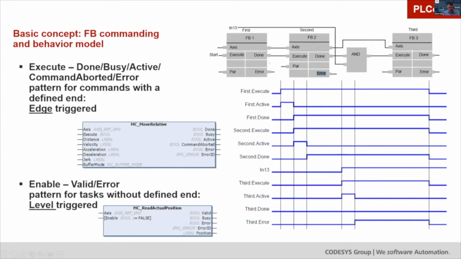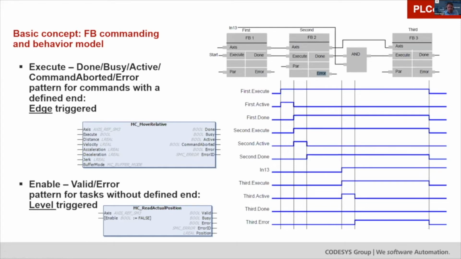Okay, so when the done is set, then we trigger the execute of the second function block, which becomes active, and finally is done. So the third function block, there we have a different situation. It doesn't start immediately because we have this AND block between, and we have to wait until I3 becomes true. When I3 is true, then execute becomes true as well, and the function block starts, becomes active. And in this example, it never reaches done because there is an error. So it indicates with the error output that something went wrong.